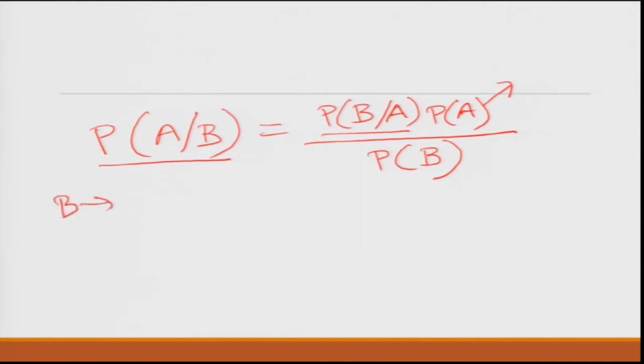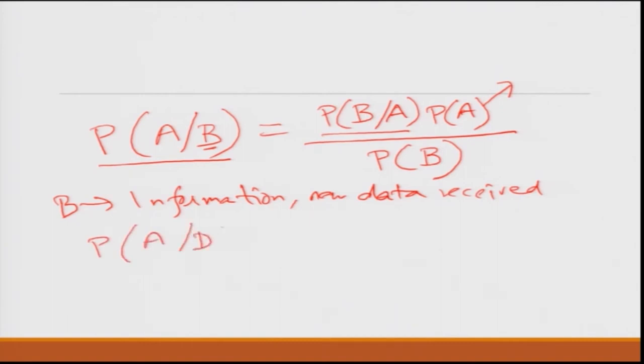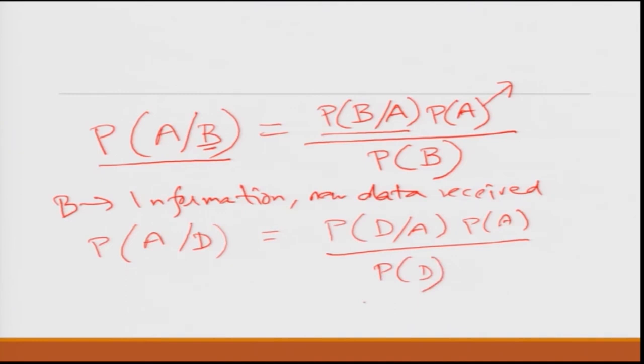So, if you consider B to be an information or a new data received. So, what it says is that given that you receive a new data point, or maybe let me call it D so that it is easy to visualize. So, given that a new data point that you received, this was P A, your prior probability, this is called a prior.